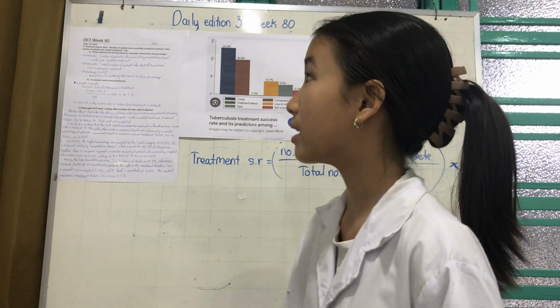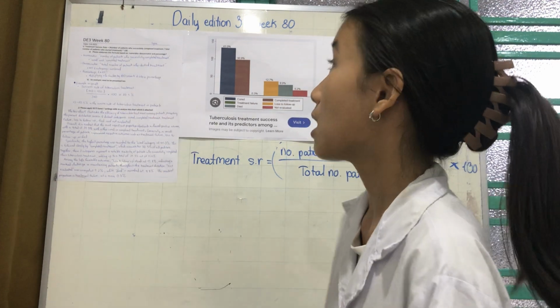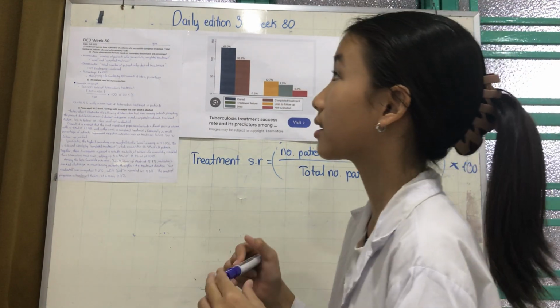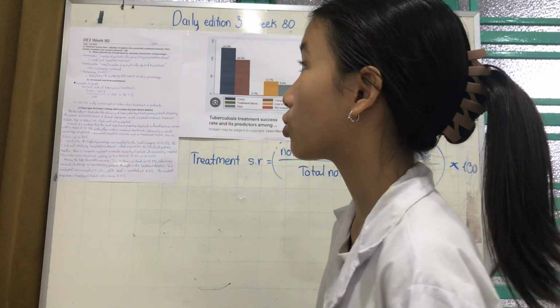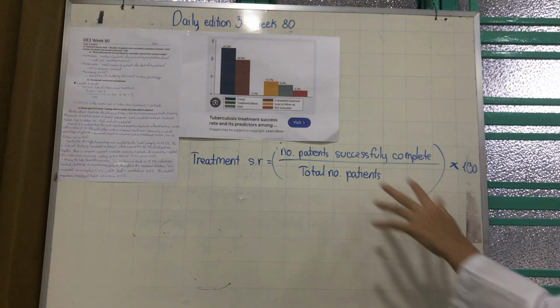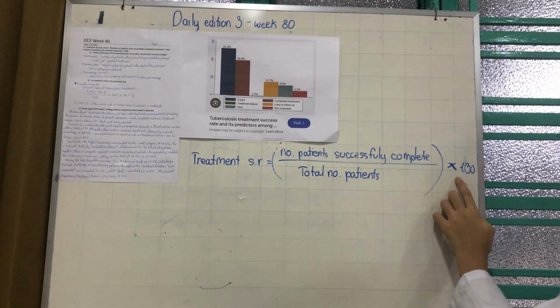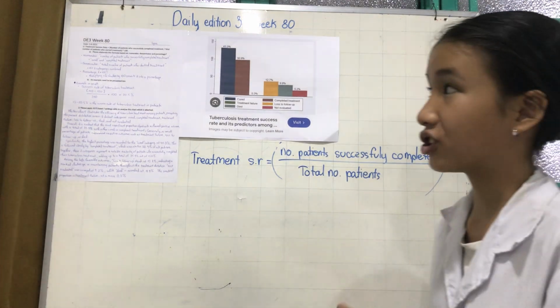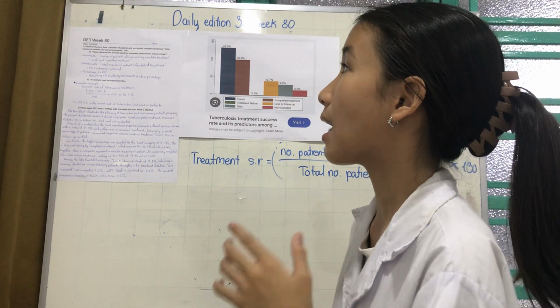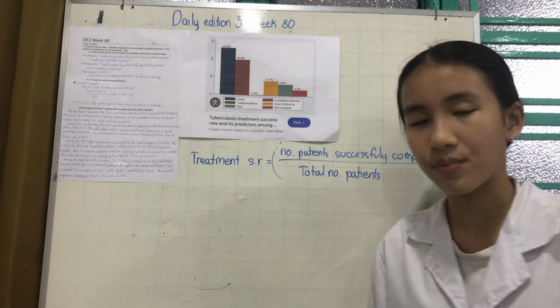Now, the first problem is the treatment success rate equals the number of patients who successfully completed the treatment divided by the total number of patients who started the treatment, so I've written it here times 100. The first question is, please elaborate this formula based on the numerator, denominator, and the percentage.